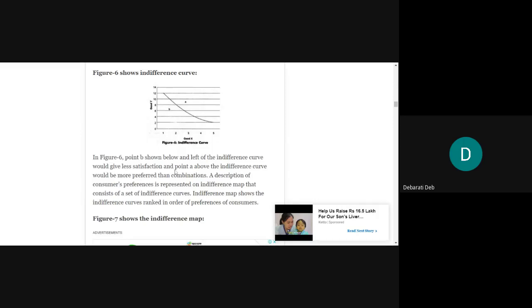So we ended up with the indifference map yesterday, but I told you that I'll again explain this indifference curve, and from the indifference curve how the concept of indifference map is coming, that also I will explain again. So I'm starting with the indifference curve again today, okay?